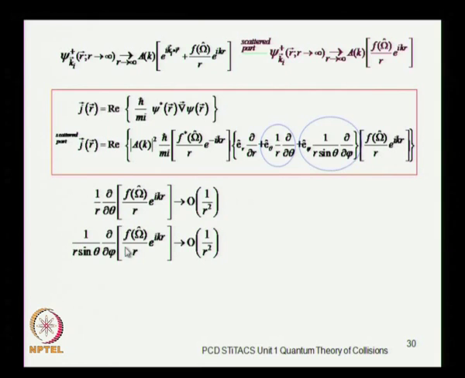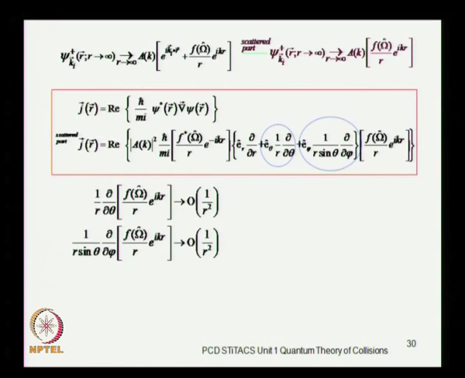It is the same with the derivative with respect to the azimuthal angle. You have a term 1 over r here, another 1 over r here, and it will go as 1 over r square. So, in the asymptotic region where you carry out your detection, where your detector is located, the 1 over r square terms will not be of any significance in comparison with the 1 over r term.